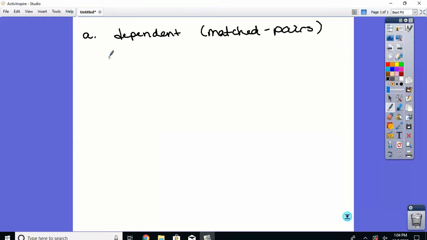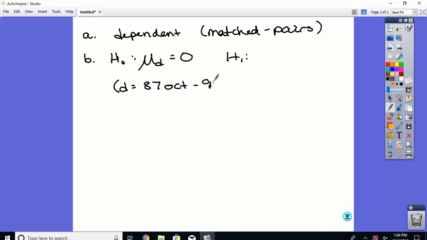Okay, so your null and alternative. When we are talking about matched pairs, we look at the mean of the difference. So it should be the mu sub d equals 0. I just want to know to test if higher octane fuel results in better gas mileage. Can we agree to do for our difference? Yeah, let's do the 87 octane minus the 92 octane, just L1 minus L2.